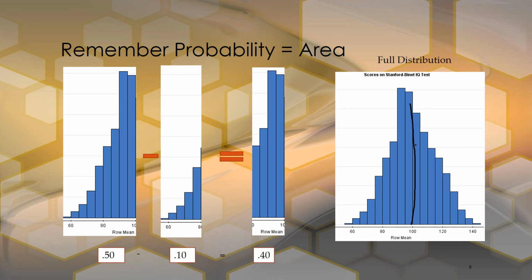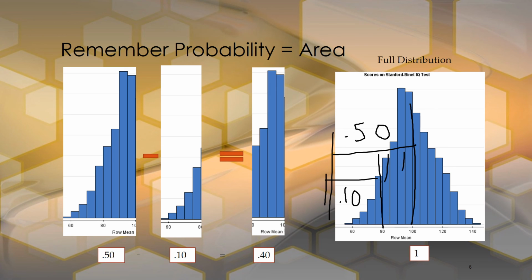So we know this area from here to here is 0.50. The area from 80 to here is 0.10. So if you think of probability as area, then this area in here, that is 0.4, right? Okay.